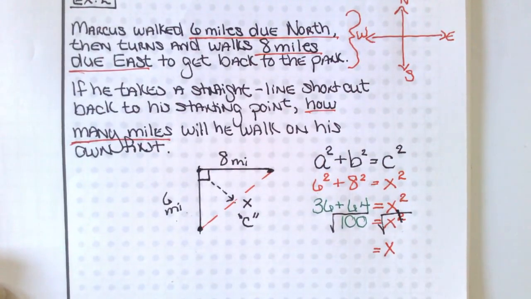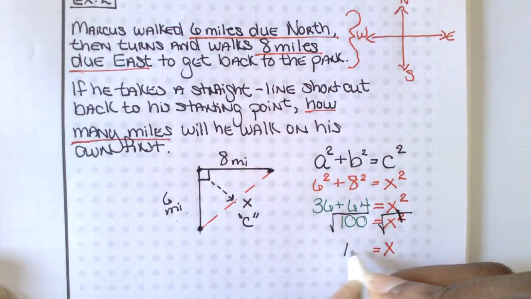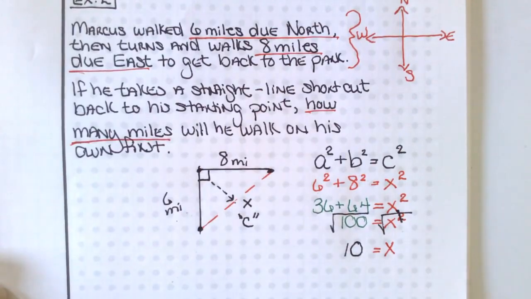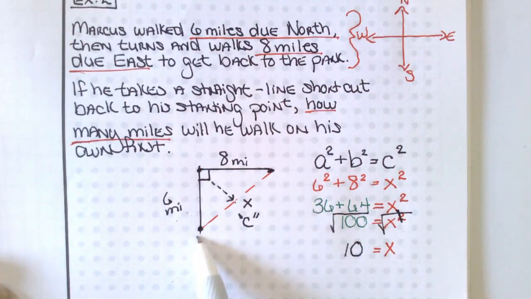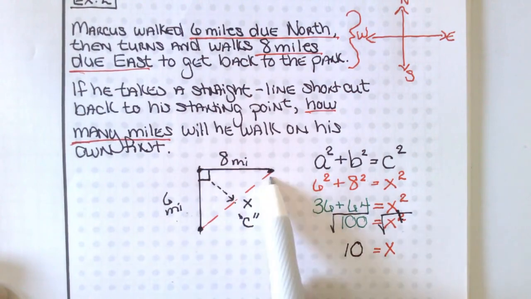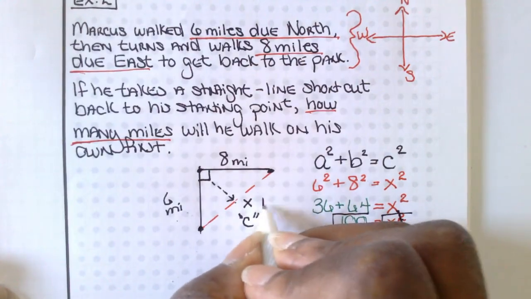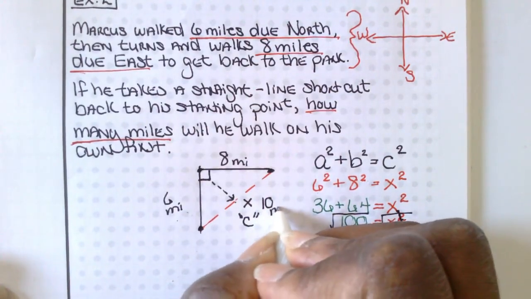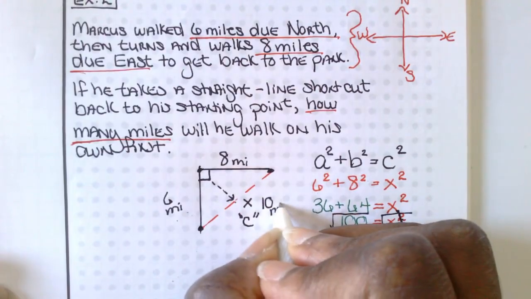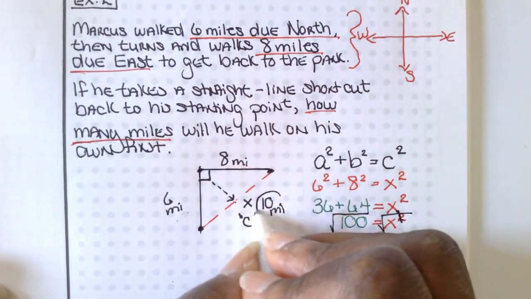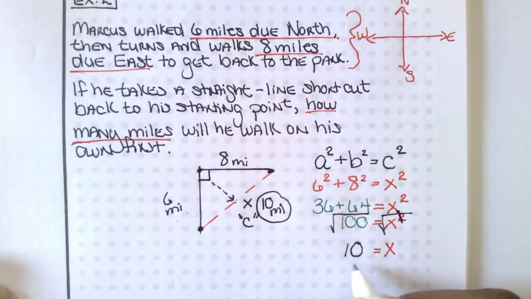There we go, guys. Good. So our square root of 100, it's one of those perfect square roots, which we mentioned earlier, which gives you 10. So the length or the distance, if you did a straight shot instead of doing this, is going to be 10 miles. That's your answer.